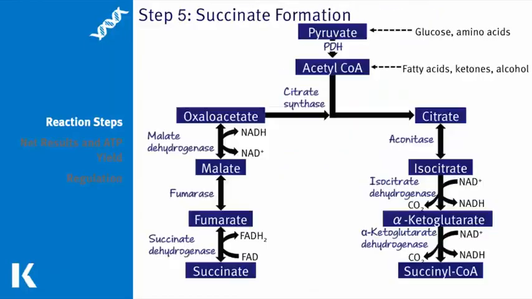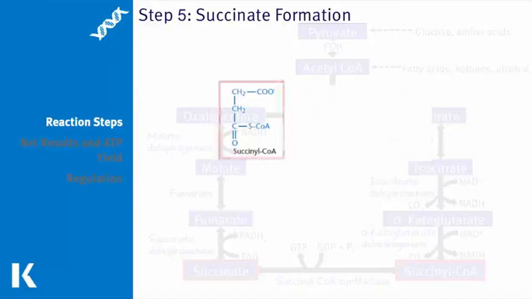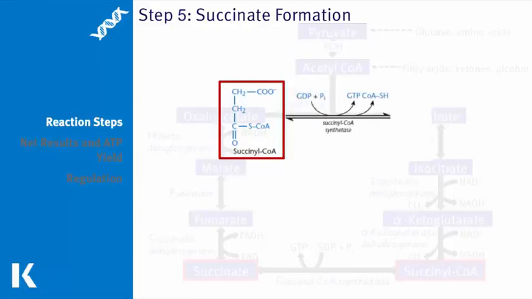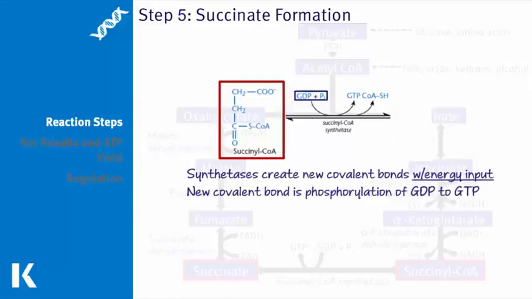Succinyl-CoA is therefore our next substrate. Our next enzyme is succinyl-CoA synthetase. This will produce our only energy currency of the cycle. The succinyl-CoA is broken down by succinyl-CoA synthetase. Being a synthetase, that means it is creating a new covalent bond using energy input. In this case, the bond that is being formed is the phosphorylation of GDP to GTP.